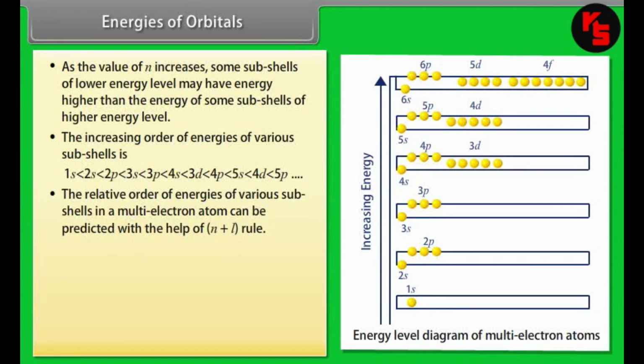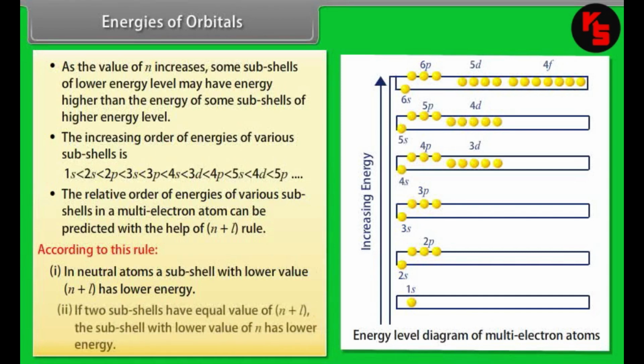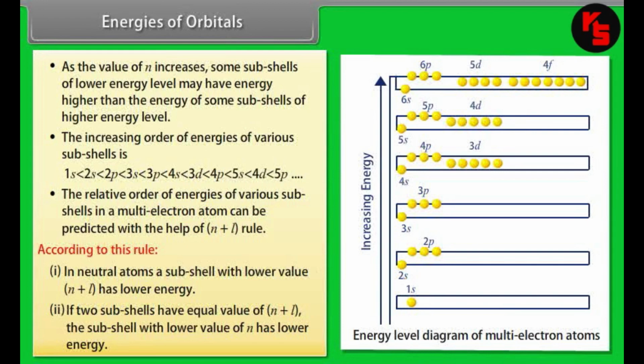The relative order of energies of various subshells in a multi-electron atom can be predicted with the help of (n + l) rule. According to this rule, number 1, in neutral atoms, a subshell with lower value of n + l has lower energy. Number 2, if two subshells have equal value of n + l, the subshell with lower value of n has lower energy.